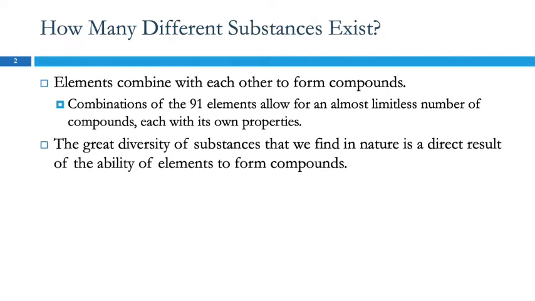So elements combine with each other to form compounds, and there's 91 naturally existing elements. Even if you just combined two different elements with each other, one atom of each, that would give you a large number of compounds. But you can have 2, 3, 4, 5 more elements in one compound, and you could have 2 atoms of one and 3 atoms of the other. You can change the numbers. And so there's this almost limitless number of compounds that are possible. They each have their own properties.